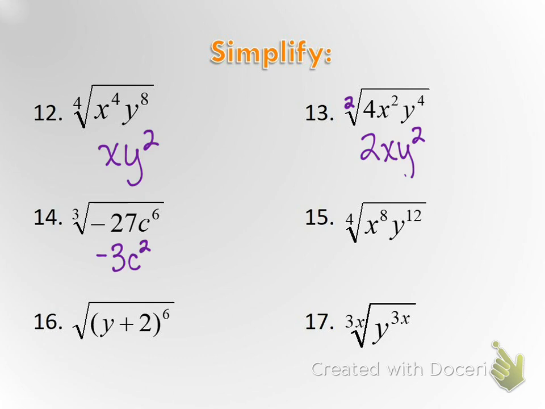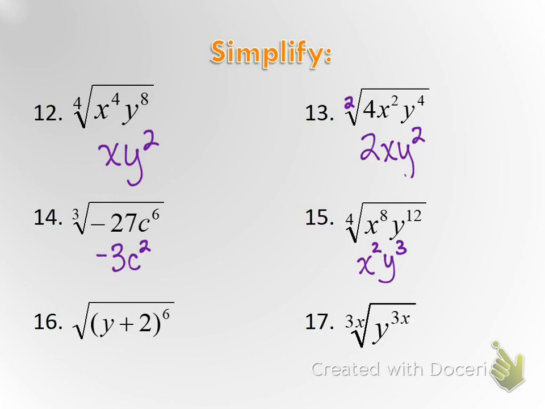Who has an answer to 15? Charles? x squared, y cubed. Good. x squared, y cubed. Okay, we're taking the 4th root. 8 divided by 4 is 2. 12 divided by 4 is 3.